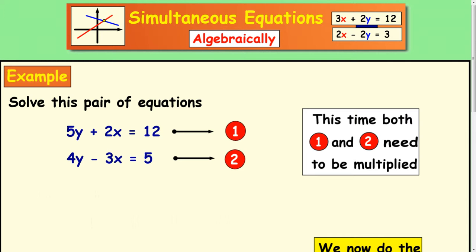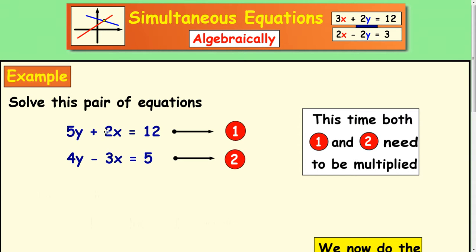In this lesson we're going to look at solving simultaneous equations again, but slightly more tricky than the one before. If we look at the two equations here, 5y plus 2x equals 12 and 4y take away 3x equals 5. You can see if you add the two equations at the moment, 5 and 4 makes 9, plus 2 and minus 3 makes negative x, so neither the x's nor the y's cancel.